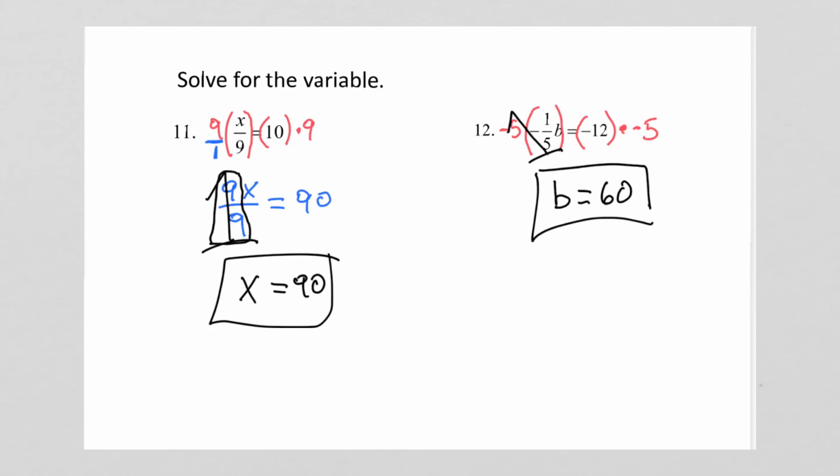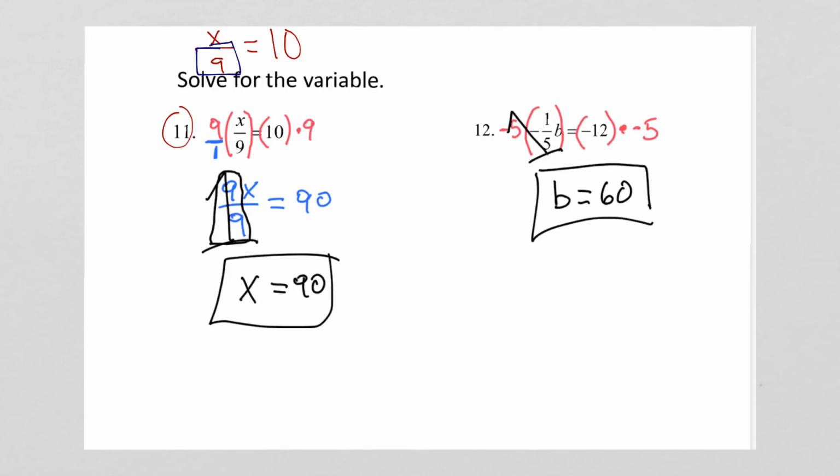Okay. Now, here's where it gets kind of tricky. Again, this one right here is the original problem, x over 9. Oh, let me write it above. The original problem for number 11 is x over 9 equals 10. And our goal is to get x single, right? So who's in the way? The 9. And what is the 9 doing to the x?